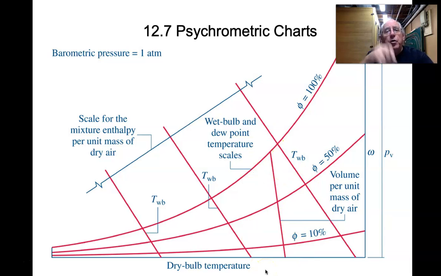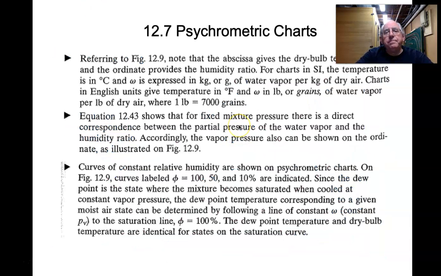And so a full up psychometric chart would obviously have more gridding, and you would have values along this axis here. You would have values along this axis. You would have different lines corresponding to relative humidity. You would have lines of constant wet bulb, and you would also have lines of constant volume or specific volume. And so that is our psychometric chart.